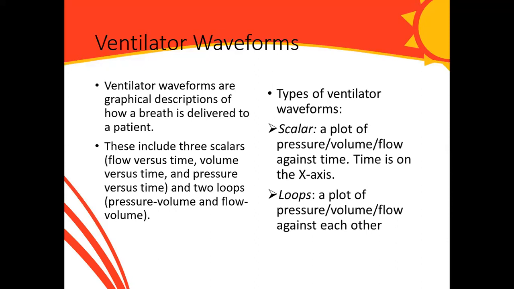We have two major types of ventilator waveforms: the scalar and the looped waveforms. The scalar represents a plot of either pressure, volume, or flow versus time. Time is always on the x-axis. But when pressure, volume, and flow are plotted against each other, it gives a looped waveform.